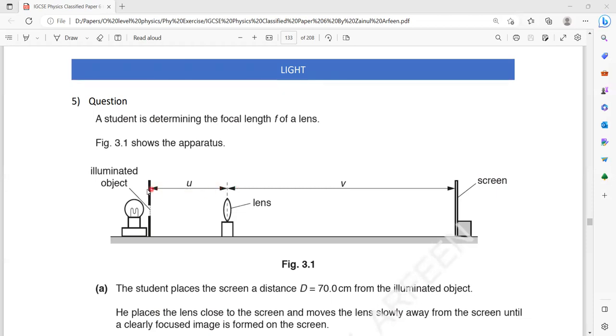Why? Because this distance decides the size. If object distance is shorter and the image distance is longer, it means that the size of the image will be larger. And if it was the other way around, like the distance between the lens and the object is greater than the distance between the lens and the screen, so object distance is more than the image distance, in that case the image size will be smaller. And if they're equal, then they will have equal size.